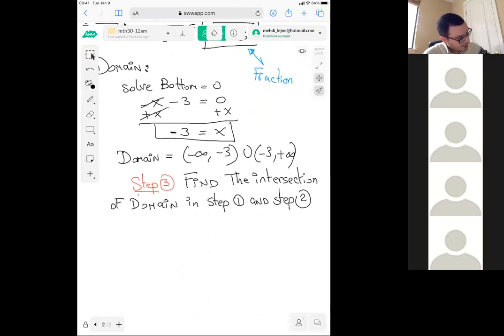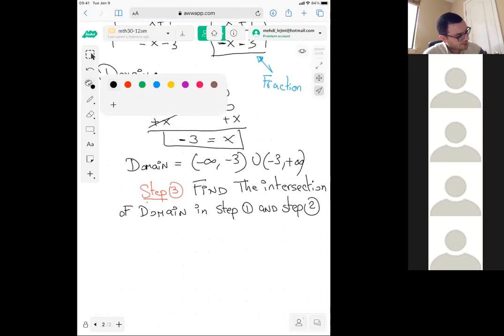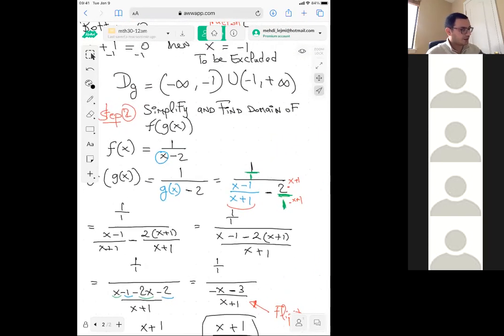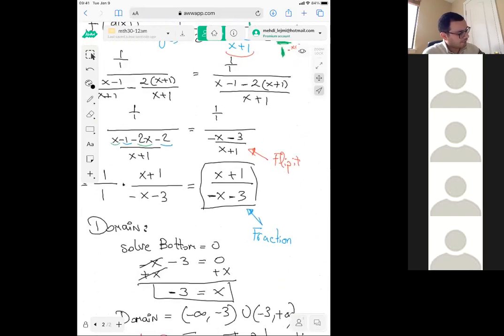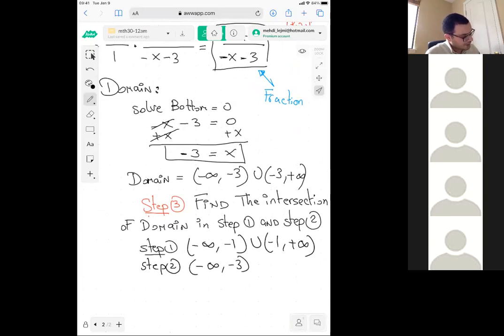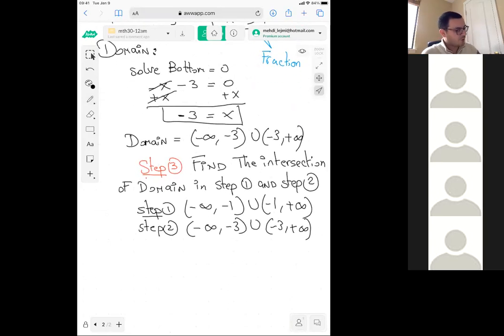Okay, so in step 1, we had the domain of g. We said it's any number except negative 1, right? So we have negative infinity to negative 1, union with negative 1 to positive infinity, excluding negative 1 of course. And in step 2, we got any number except negative 3. So it's negative infinity to negative 3, union with negative 3 to positive infinity. So now I'm going to take the intersection of these two domains, right?